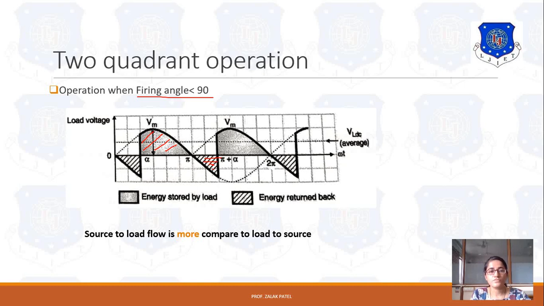Because of this operation, in more of the positive half cycle, the source to load flow is more compared to the load to source flow. Because of this type of operation, rectification takes place, and because of this rectification, you can see that the energy returned back is less compared to the energy stored by the load.